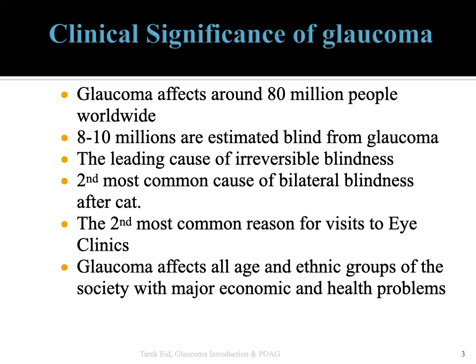Regarding the clinical significance of glaucoma, we should know that glaucoma affects around 80 million people worldwide, and about 10% of these patients are legally blind from glaucoma. So we consider glaucoma the leading cause of irreversible blindness, and the second most common cause of bilateral blindness after cataract. Actually, glaucoma affects all age and ethnic groups of society, with major economic and health problems.